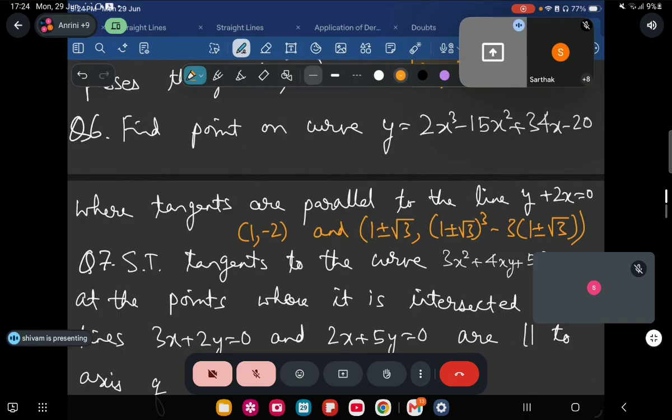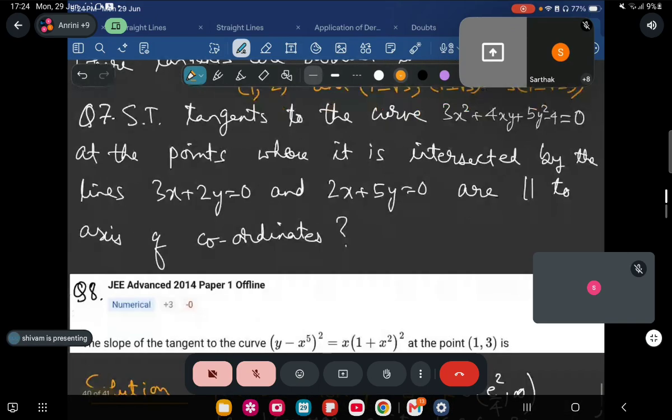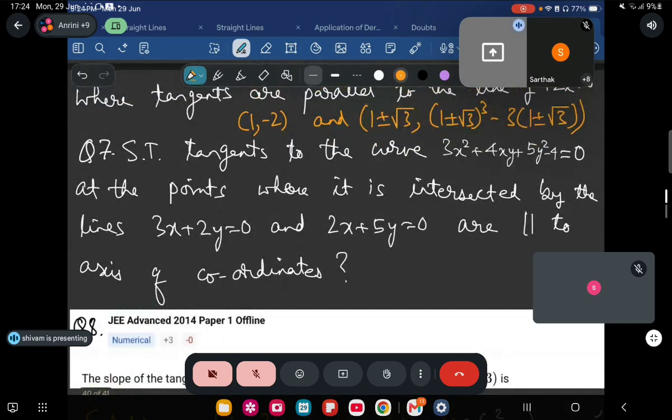Next is number 7. Number 7 is a proof problem. If you have any doubt, tell me. Number 7 is a proof problem. If you have any doubt, tell me. And the last one came in Advanced.